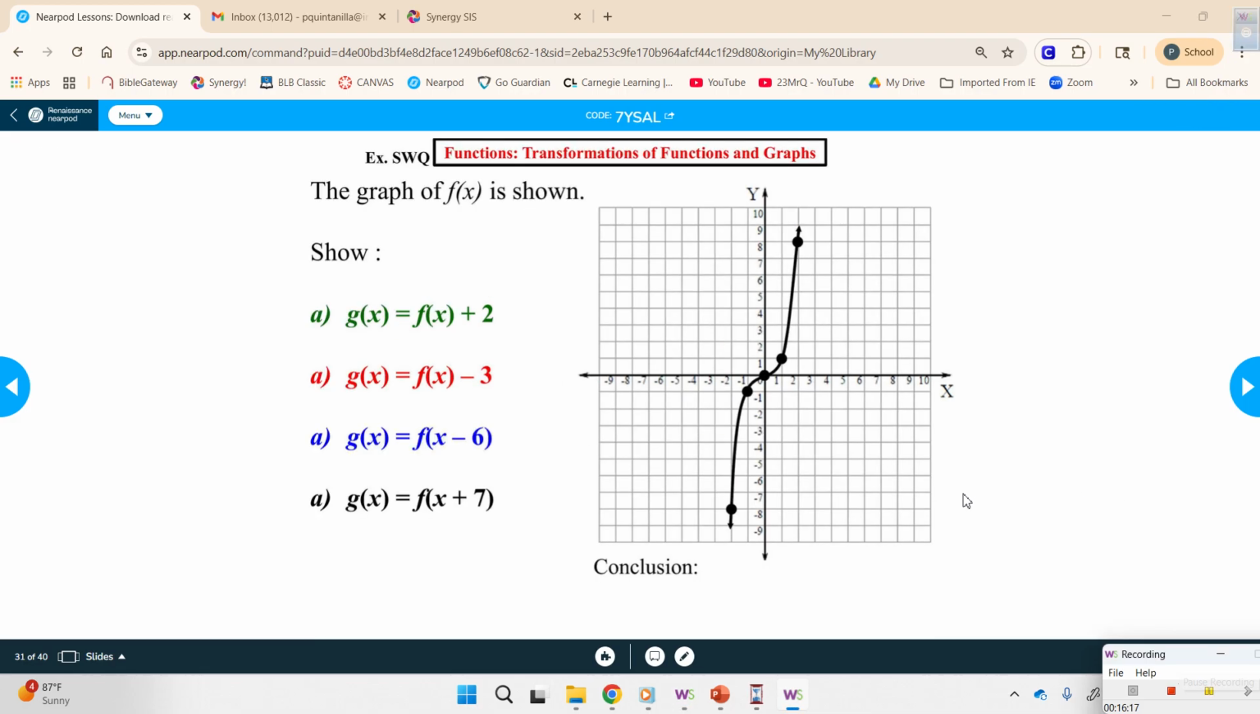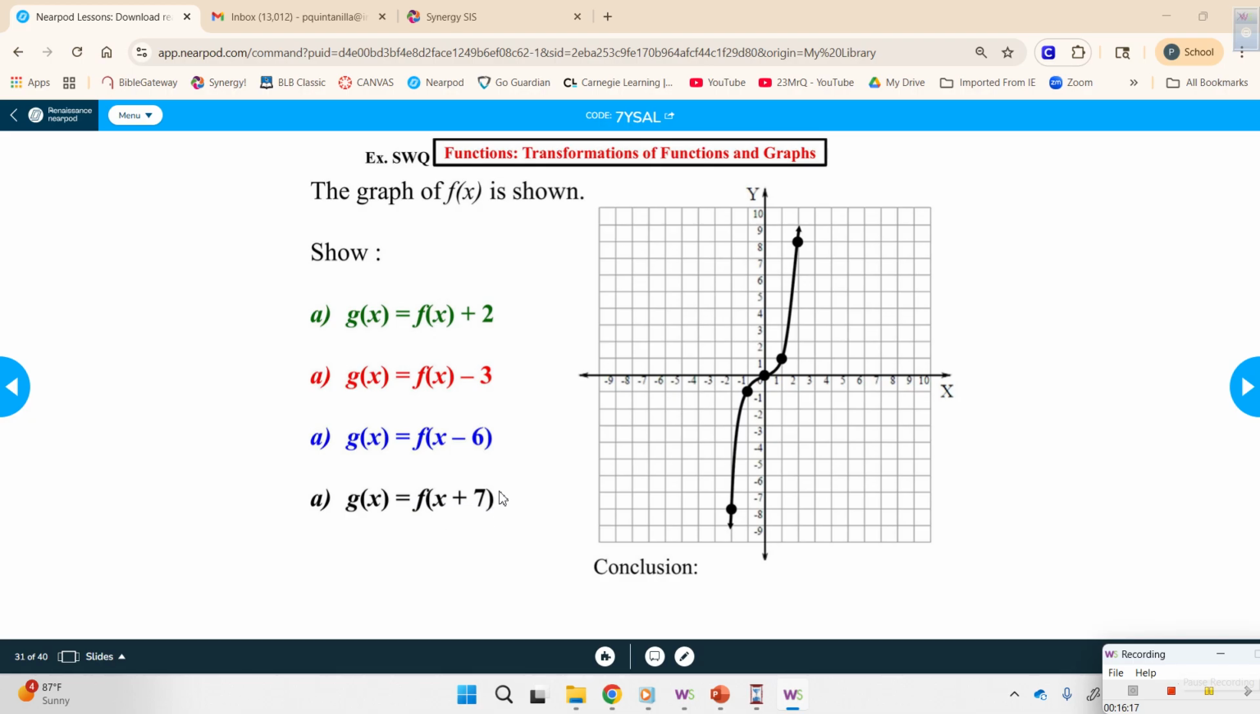Don't copy it on your paper. It reads, the graph of f of x, which is this one, is shown. Show me in green f of x plus 2. In red, f of x minus 3. In blue, f of parentheses x minus 6 inside parentheses. And g of x, f of parentheses x plus 7.